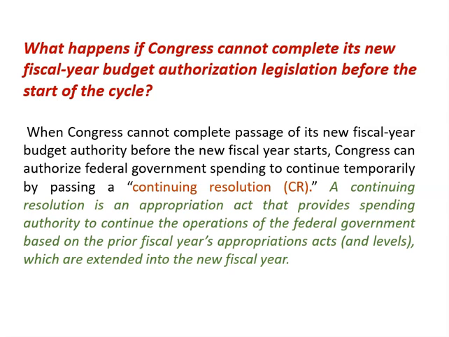What happens if Congress cannot complete its new fiscal year budget authorization legislation before the start of the cycle? When Congress cannot complete passage of its new fiscal year budget authority before the new fiscal year starts, Congress can authorize federal government spending to continue temporarily by passing a continuing resolution, denoted as a CR. A continuing resolution is an appropriation act that provides spending authority to continue the operations of the federal government, based on the prior fiscal year's appropriations acts and levels, which are extended into the new fiscal year.